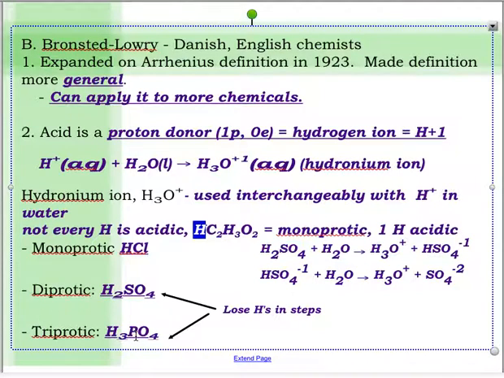The diprotic and the triprotic lose hydrogens in steps. Over here, this is showing you sulfuric acid losing protons in steps. So you have H2SO4 reacts with water, you get a hydronium ion, and then you get a bisulfate ion, and then that bisulfate ion reacts with water again. Now you get another hydronium ion, and now you get sulfate. So there were two hydrogens that reacted, and that's why it's called a diprotic.